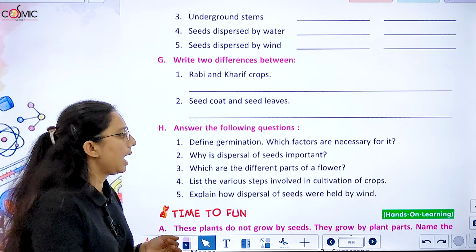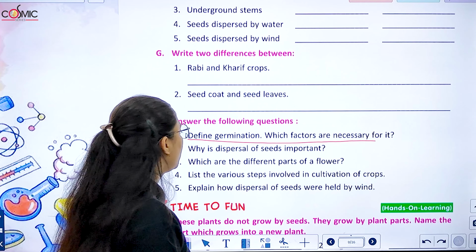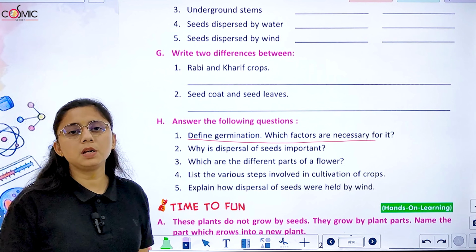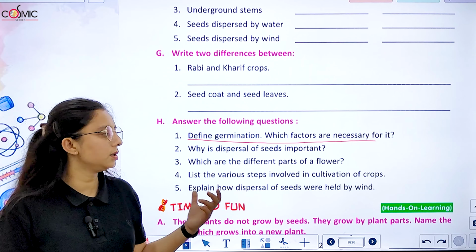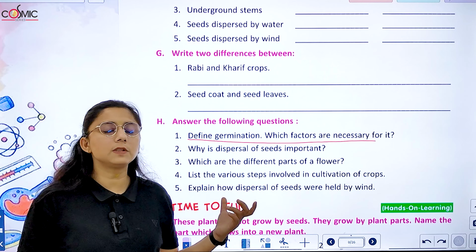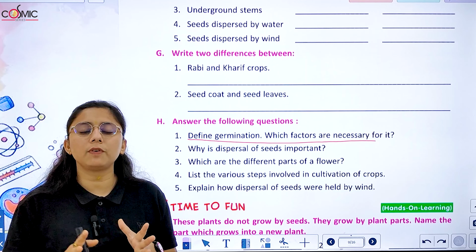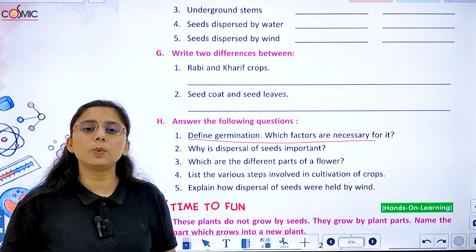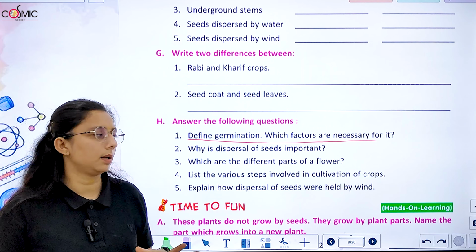Define germination and which factors are necessary for it. You have to write, what is germination? The process by which seed turns into seedling is called germination. Why is dispersal of seeds important? क्योंकि अगर एक जगह पे ही plants grow कर जाएंगे तो what will happen? They will not get proper amount of water, air and sunlight.